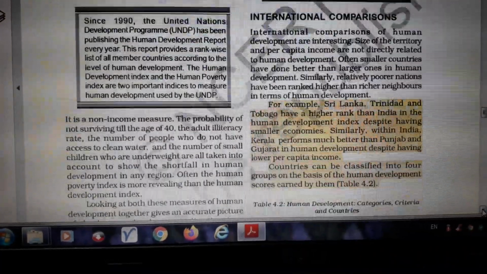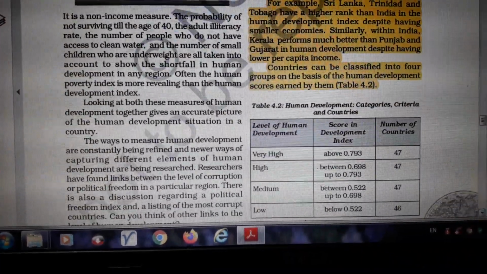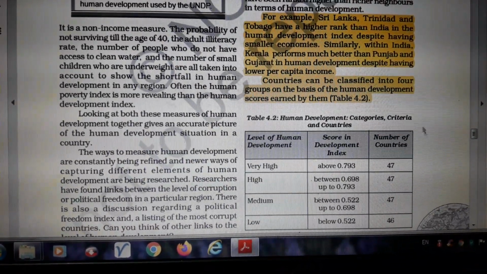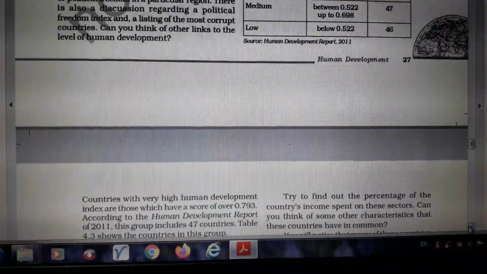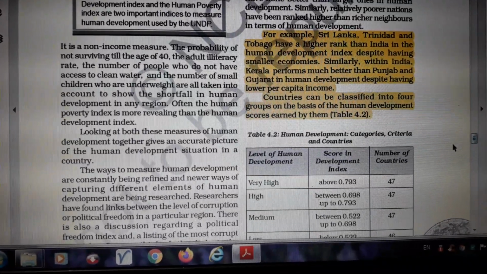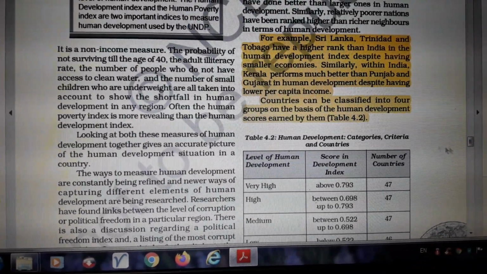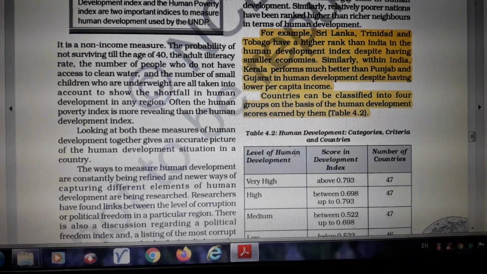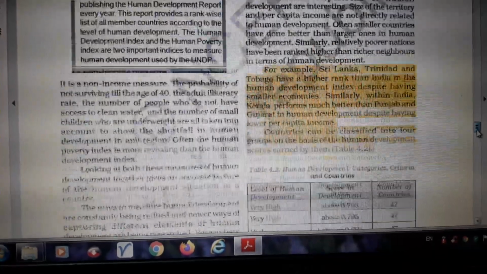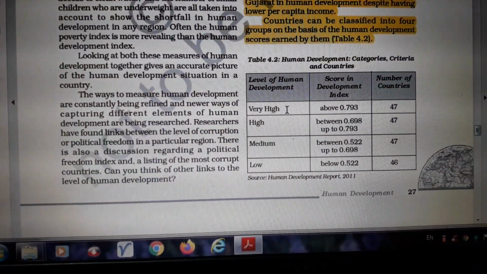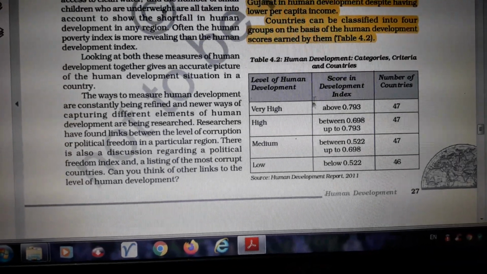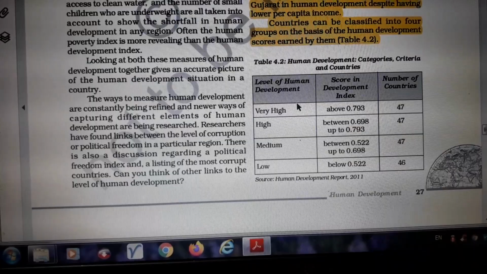Then international comparison. I already told you how we are calculating it, on the basis of three important indicators: income, health, education and empowerment, one by three. So you can see how we classify the countries in international comparison: very high, high, medium and low human development. It is all based on the level of development.